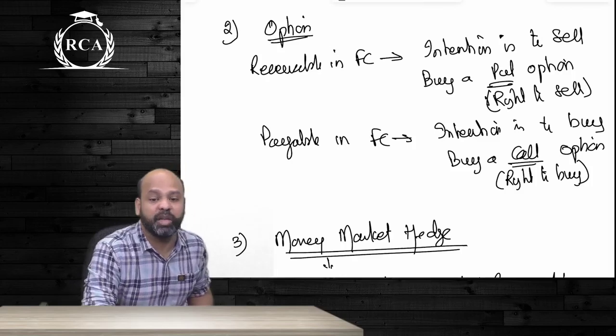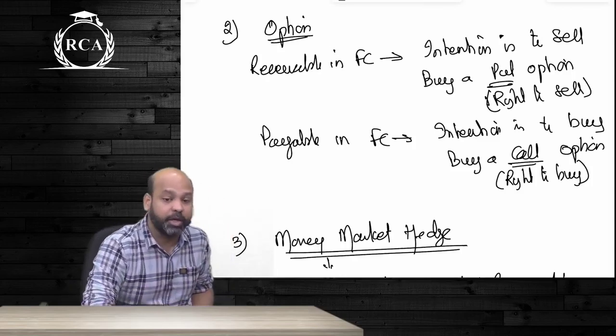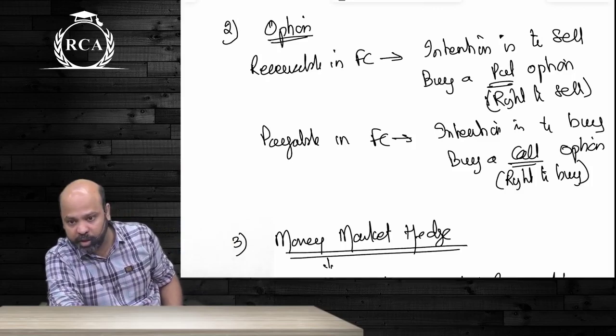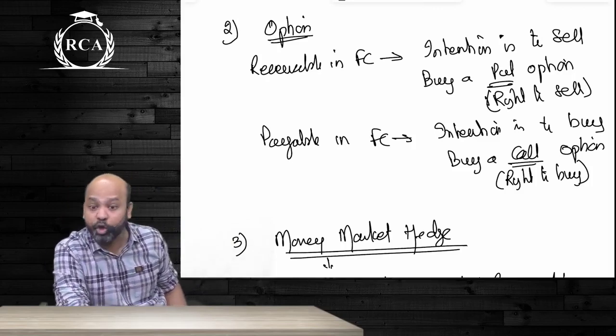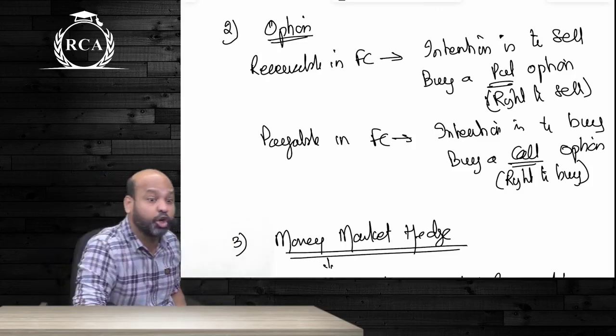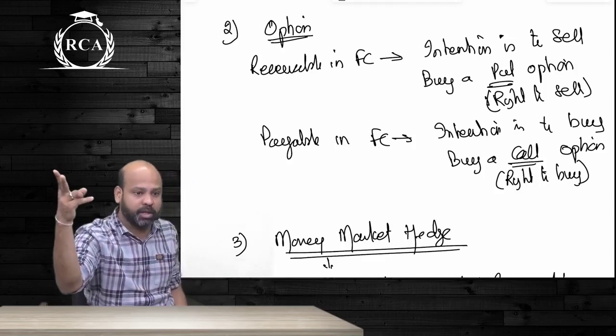In case you have a receivable in foreign currency, your objective beta will be to sell foreign currency, buy home currency. If foreign currency is the commodity, it is put option. If home currency is the commodity, it is call option. पूरा change हो जाता guys.